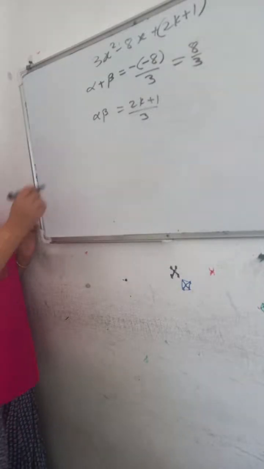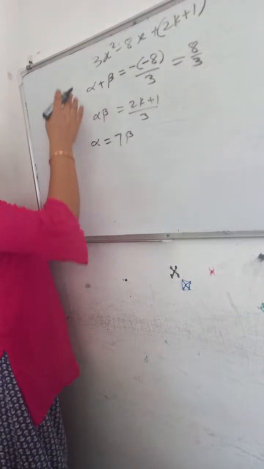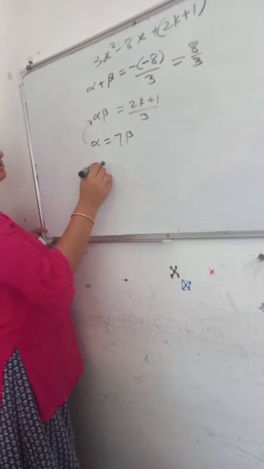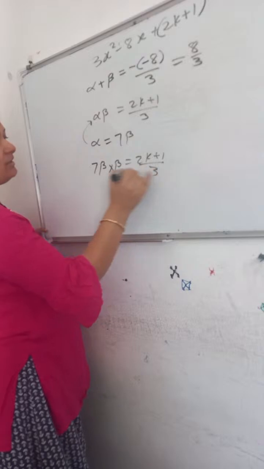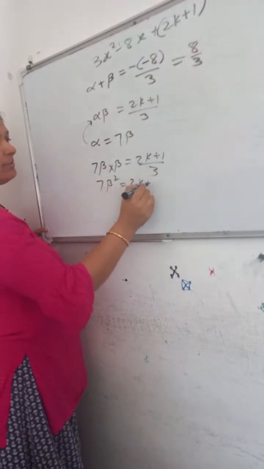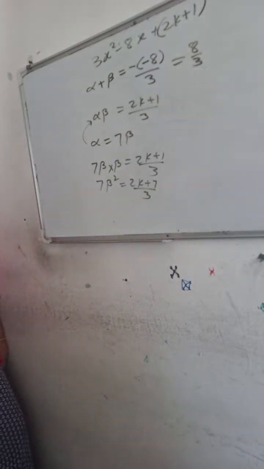Okay. Now they are saying alpha is 7 times of beta. Getting? Then if I substitute alpha here, then 7 times of beta into beta is equal to 2k plus 1 by 3. That is 7 beta square is equal to 2k plus 1 by 3. No? Getting this? Now can you find out the value?